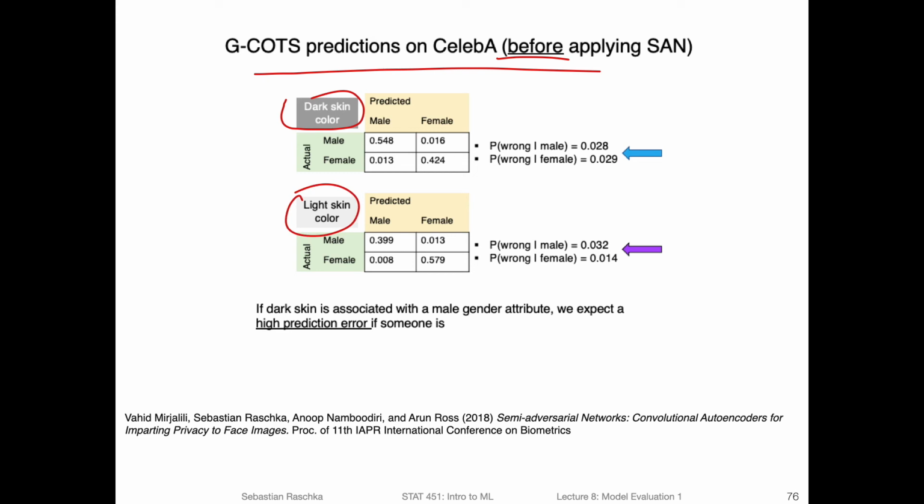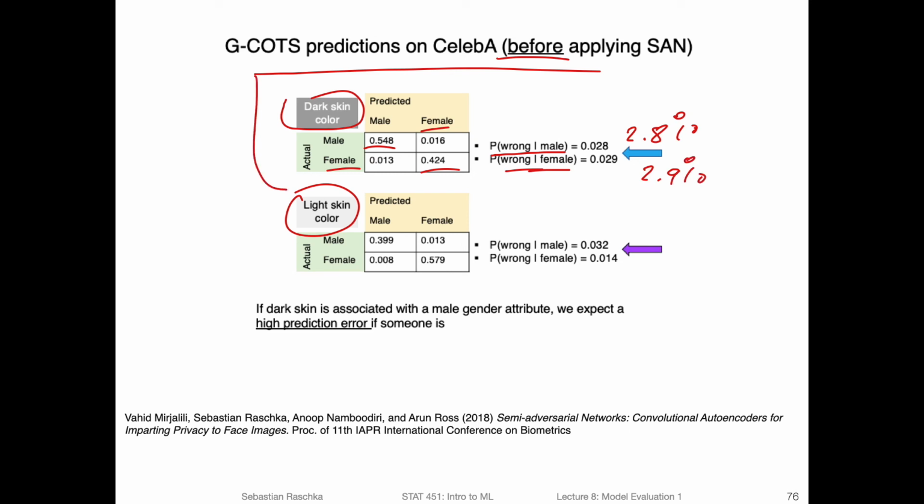And these tables here show the joint probabilities. So what is the proportion of female predicted as female? That would be 42.4%, and male predicted as male is 54.8%, and so forth. So the probability of making a wrong prediction given that someone is male is about 2.8%, and the probability of predicting the gender wrong if someone is female is 2.9%.